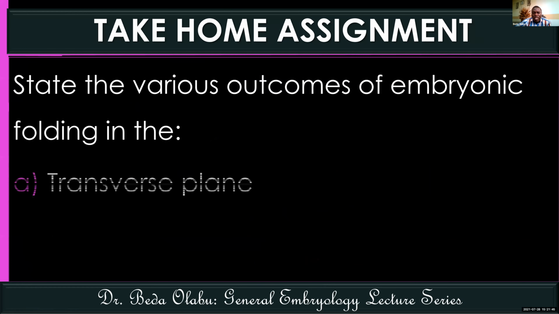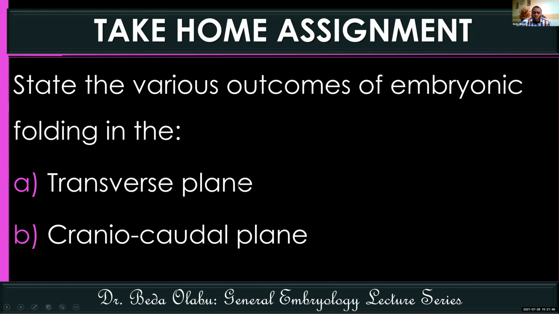So to just build on what I've told you, I want you to take this as your assignment. At your own time, look at this. What are the effects of embryonic folding in the transverse plane? So just highlight the outcome of embryonic folding in the transverse plane, the results of embryonic folding in the transverse plane. Also look at the results of embryonic folding in the craniocaudal axis. So that you'll do at your own time, just to build on that story.